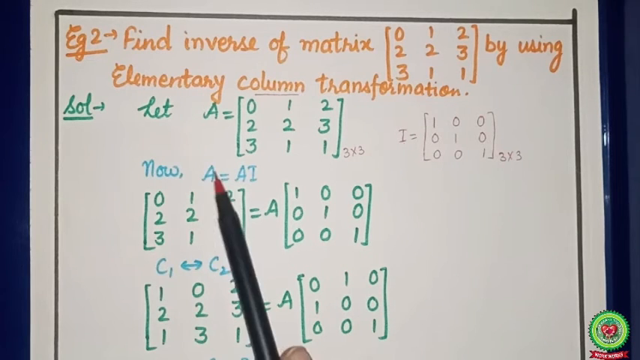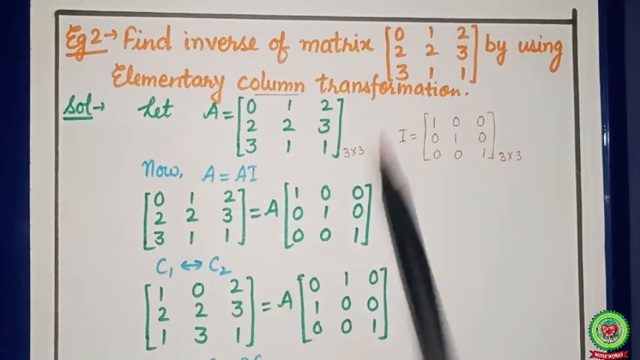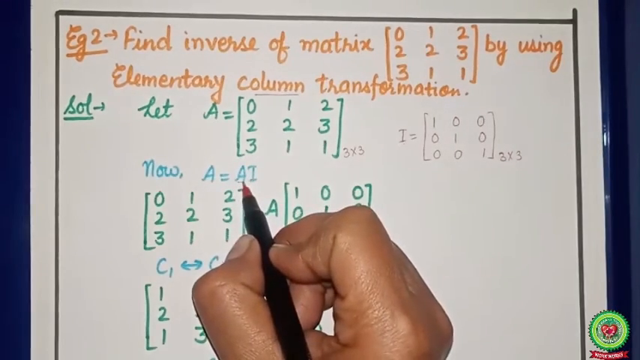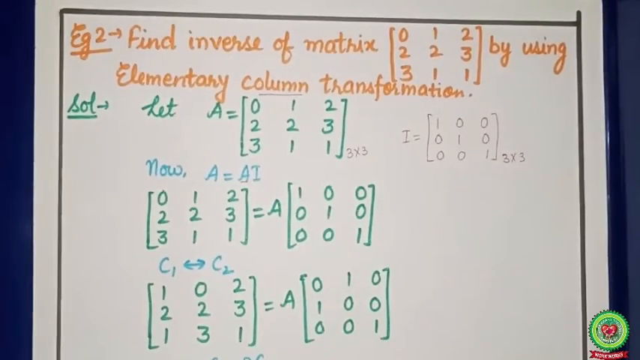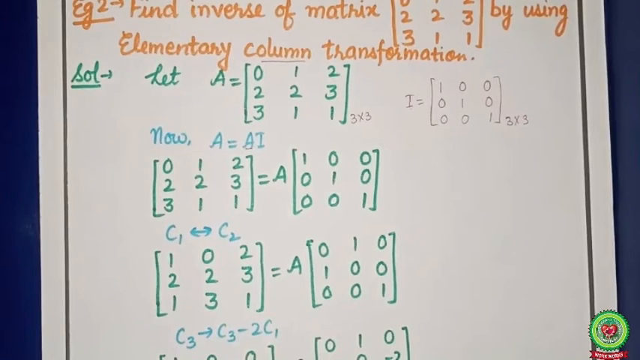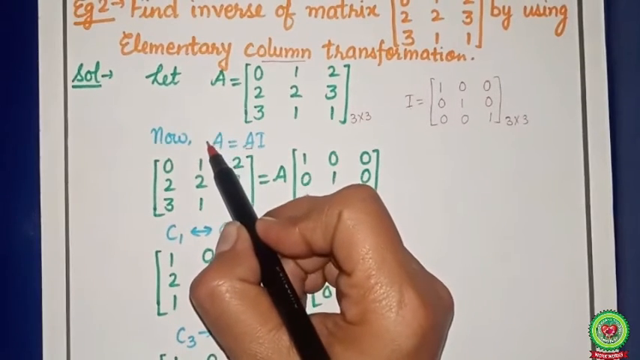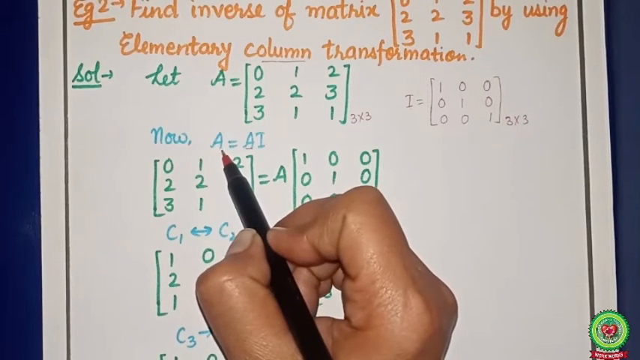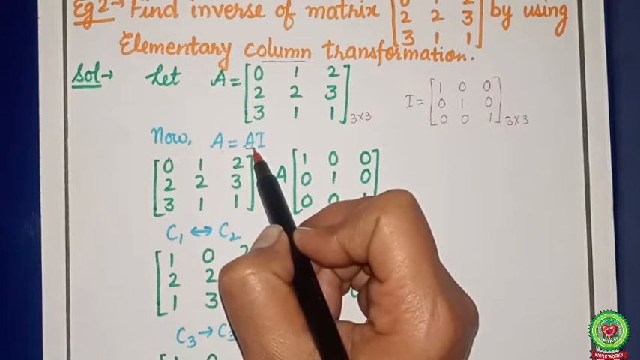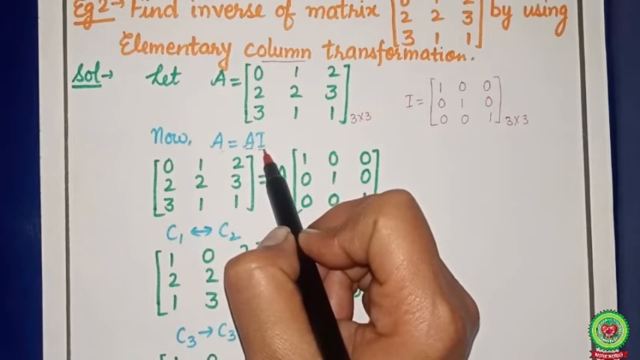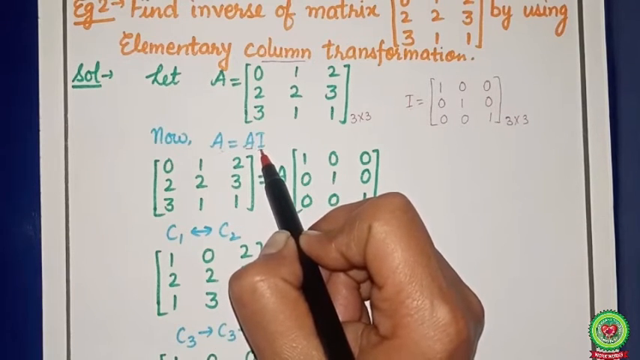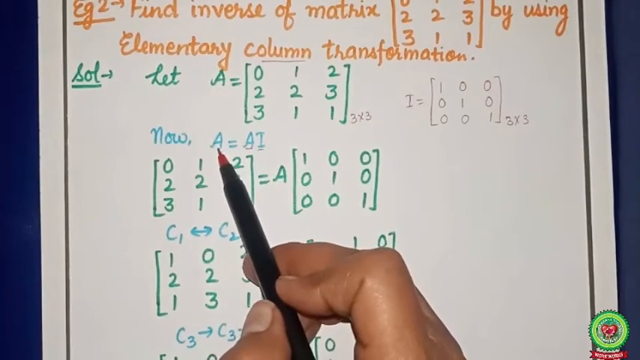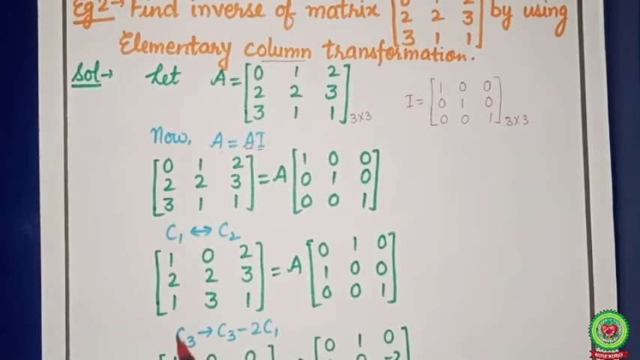Now here put the value of A and I. This A will remain as it is. Now same steps, we will try to convert this A on the left hand side into I, and from here I will convert into A inverse. Now let's start with the left hand side. Same operations will be applied to the right hand side.